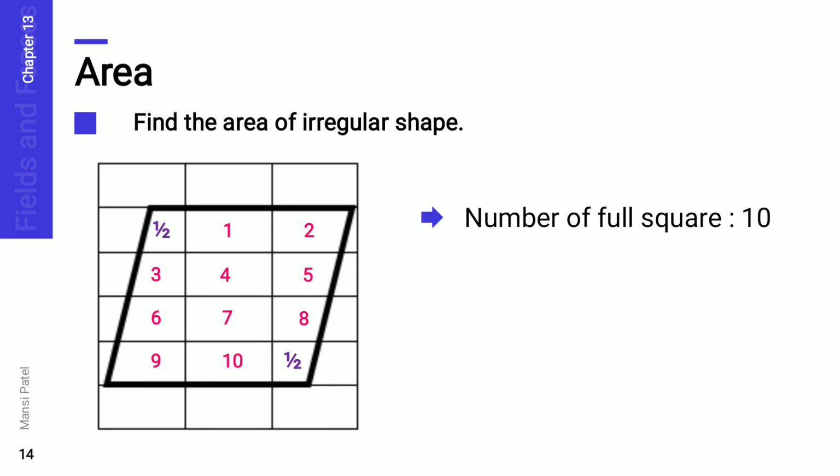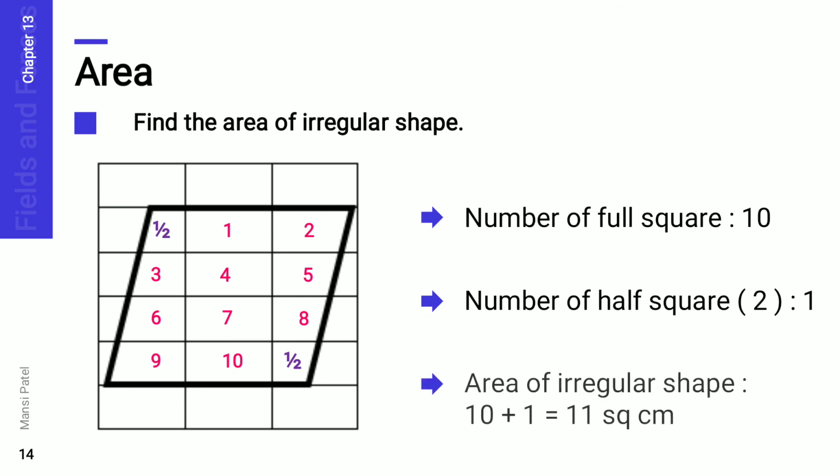And another 2 occupy half of the figure. Therefore, how many squares occupy a half square? There are a total of 2 half squares. And what is the half of 2? That is 1. Now what is the total area of this figure? That is 10 plus 1, which is equal to 11 square centimeters.